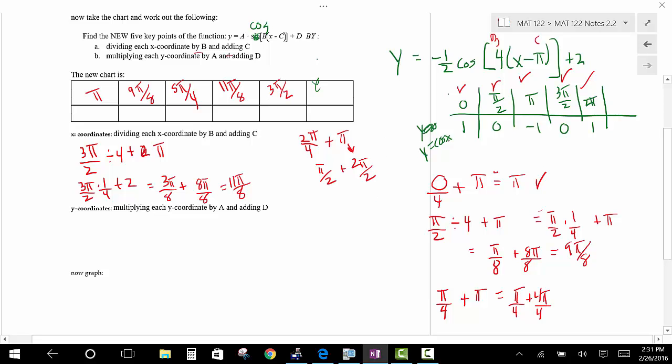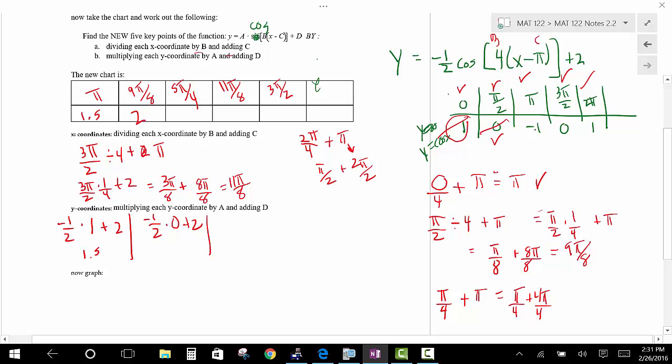Okay, now what you do with the y values is you go like this. What you're going to do with that is you multiply by a and add d. So you take 1 times -1/2 and you add that. Okay, if you work that out, you got 1.5, just like we did before. Okay, that takes care of that. Take the next y value, 0. Negative 1/2 times 0 plus 2 is going to give 2.